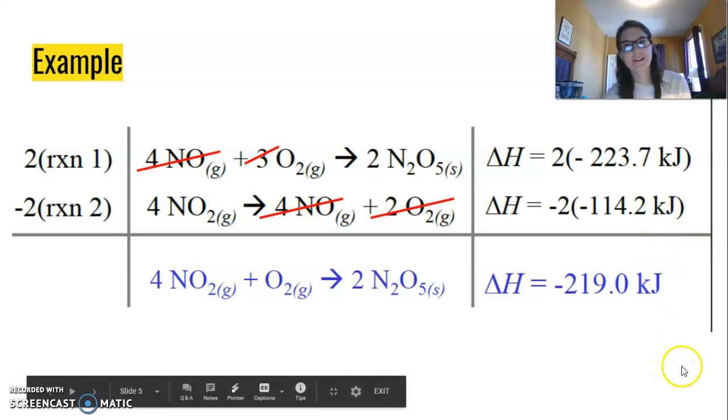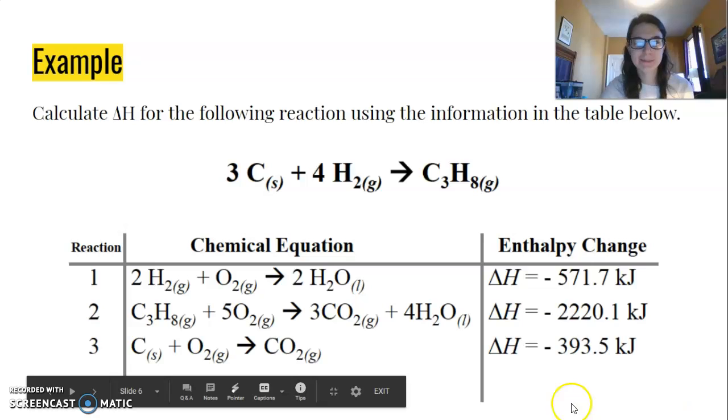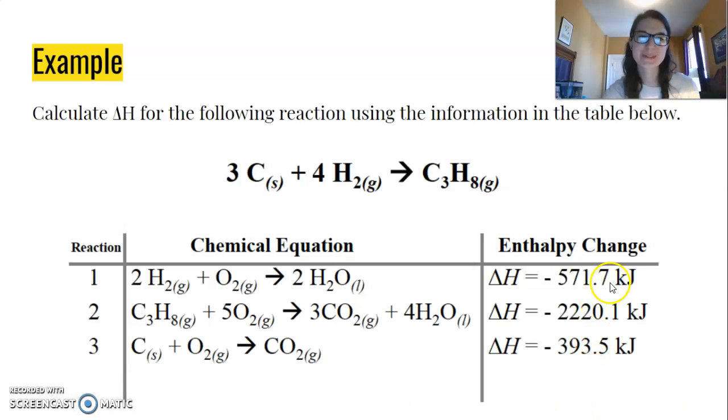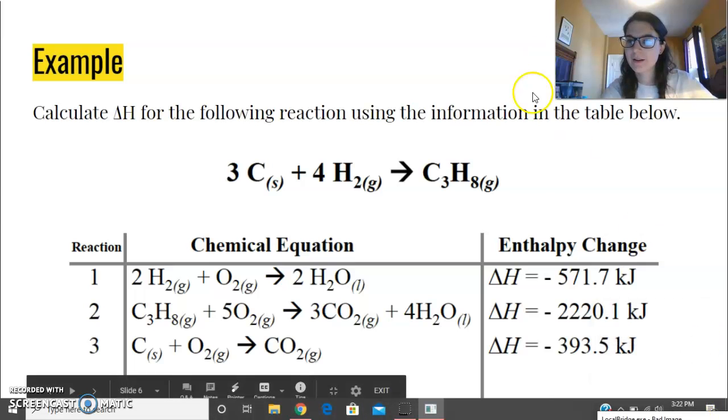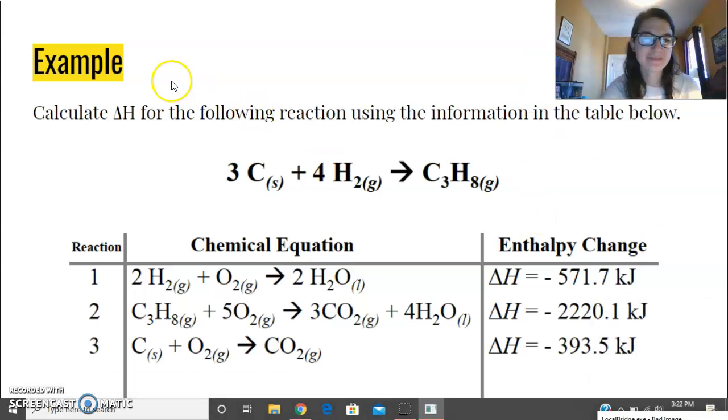So next we have another example, because again, the best way to learn this is just do some problems. So again, this message always pops up. If I ignore it, everything works out fine.